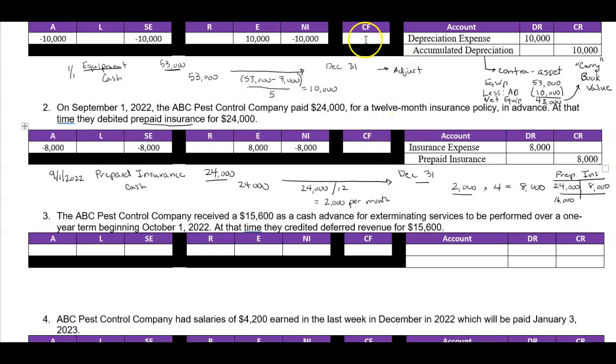Statement of cash flow. I forgot to mention that up here. Remember, no cash is involved in adjusting entries. So you should never impact the statement of cash flow when you're doing an adjusting entry.